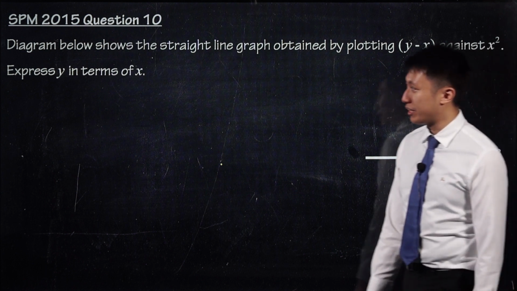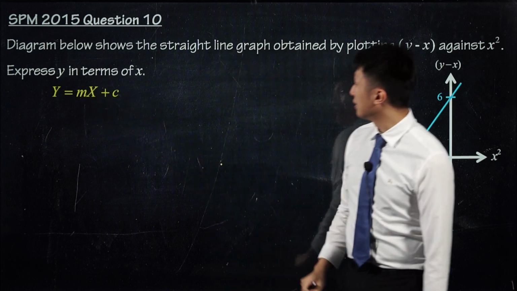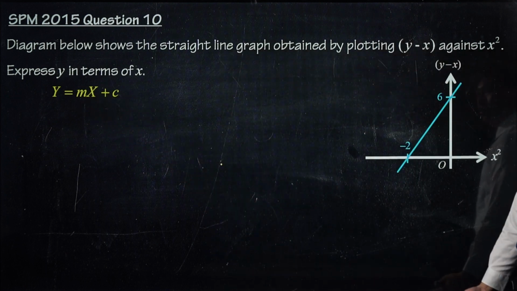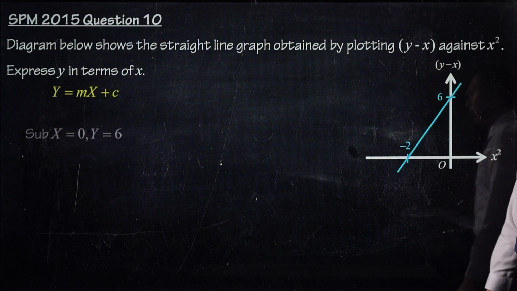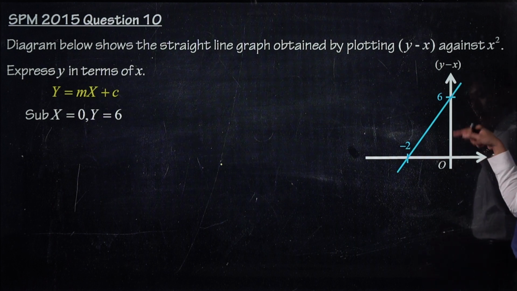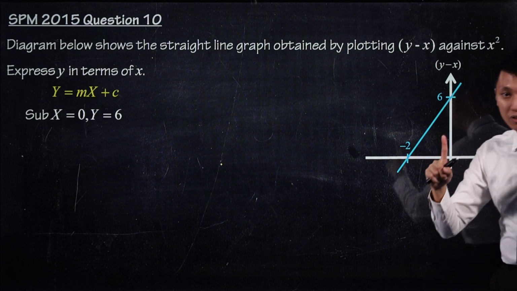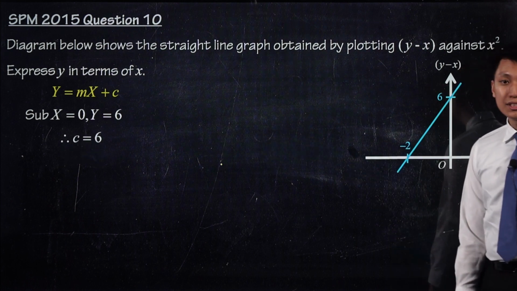Okay, so let's get back to this. So now y equals to mx plus c. Then what do you have? You have something like this. Okay, y minus x, then this is x squared. So sub x equals 0, y equals 6, because you have x equals 0, y equals 6. That's one coordinate. You sub it into that, then you get c equals to 6.